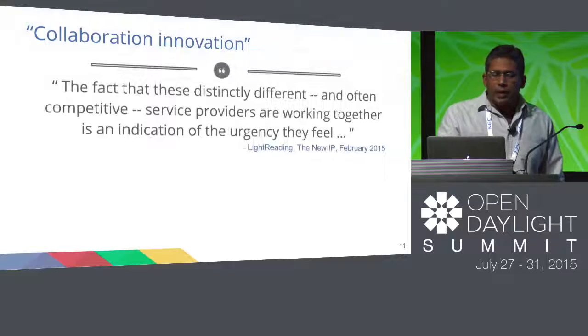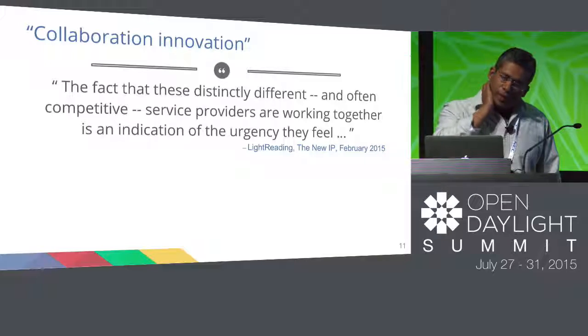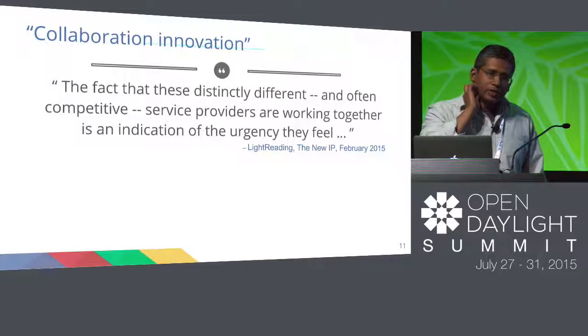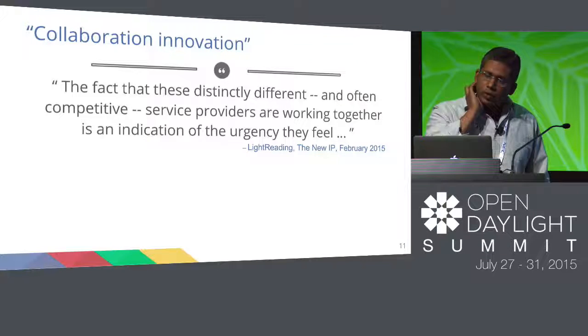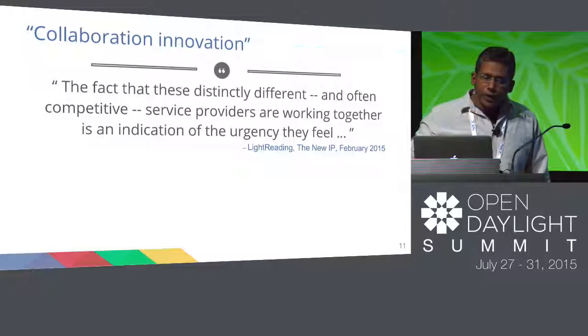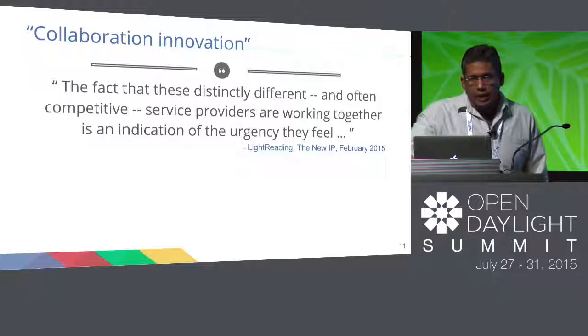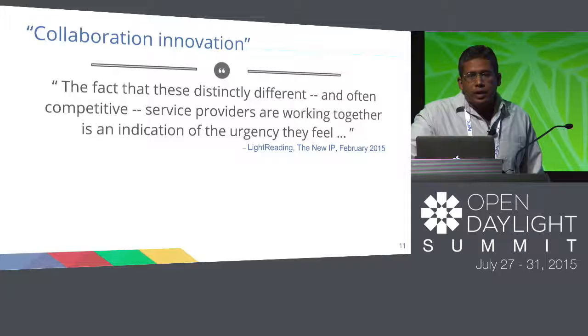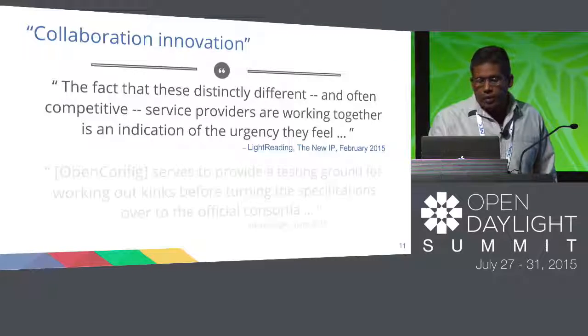So I like this term that was coined by the new IP in Light Reading, which is collaboration innovation. I think this represents a different model of how to formulate an industry collaboration. The quote here is that the fact that these distinctly different and often competitive service providers are working together is an indication of the urgency they feel. And yes, there is an urgency to transform our network management, right? And this is one avenue by which we're pursuing that.